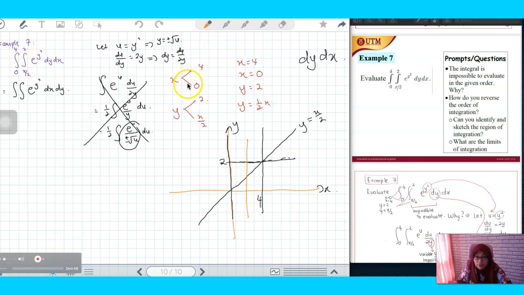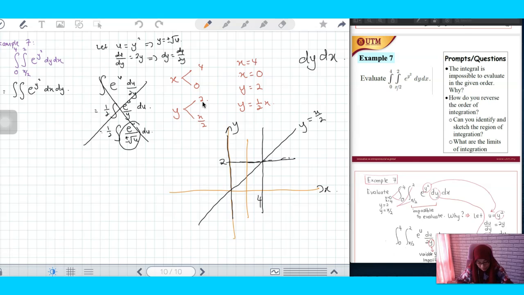So now you read from the given interval. You can see that the line here is between x equal to 0 and x equal to 4. Now you read for y. Who is your first point? Your first point is at y equal to 2. So where is y equal to 2?